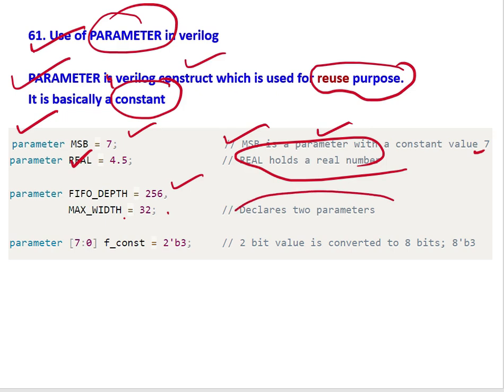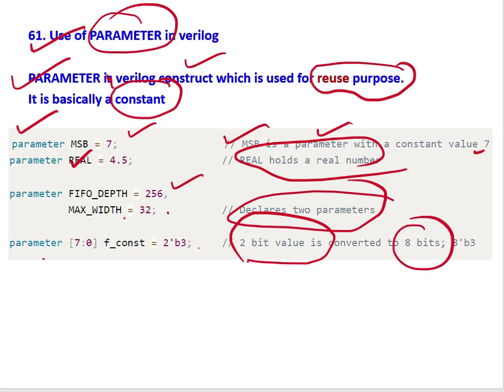So we are declaring two parameters here. Parameter 7 is to 0, constant 2'b11. So this is a 2-bit value, and the 2-bit value is converted to 8 bits. So it is a 2-bit value, then we are converting this one to 8 bits. So here it is 7 is to 0. Okay.